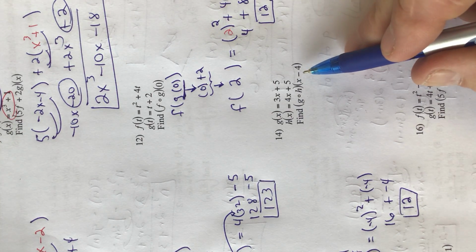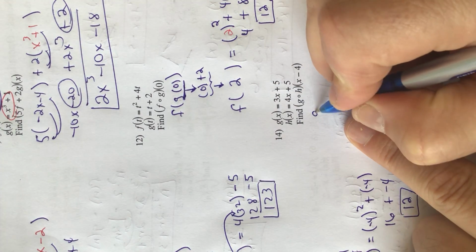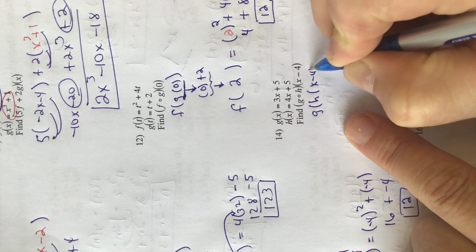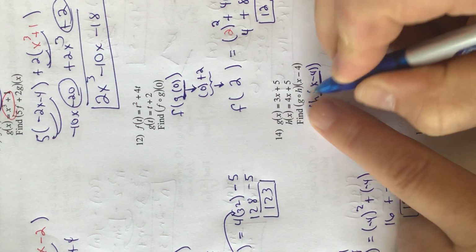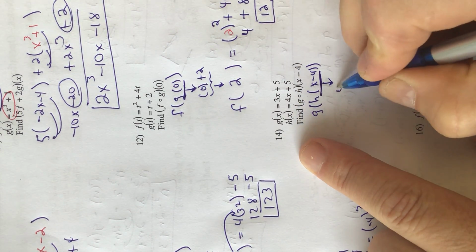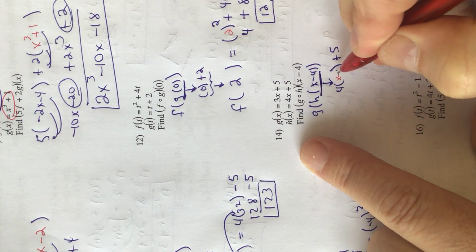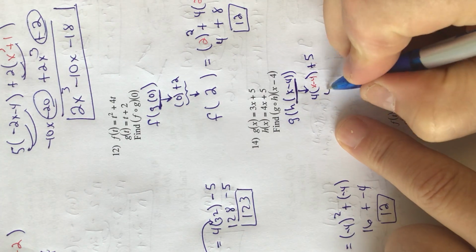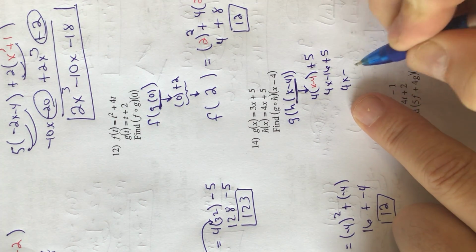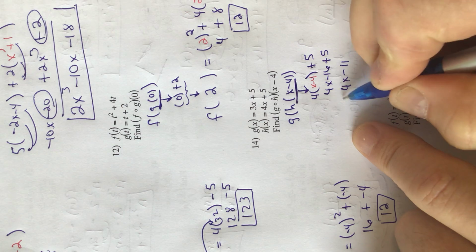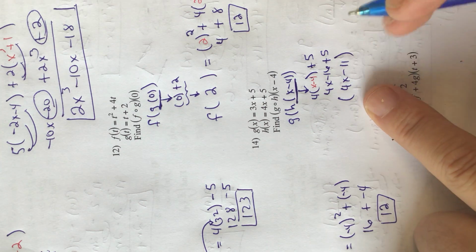14, we don't have a number in, we have a variable in. We have x in. So if we're going to put an x in, we're going to have an answer with x's in it still. So g of h of x minus 4 means we're going to take the x minus 4 and plug it in the h formula. The h formula is 4 something plus 5. And the x minus 4 goes in there. So it's 4x minus 16 plus 5. So it's 4x minus 11. That's the answer to h. We take x minus 4 and stick it in h, we get 4x minus 11.